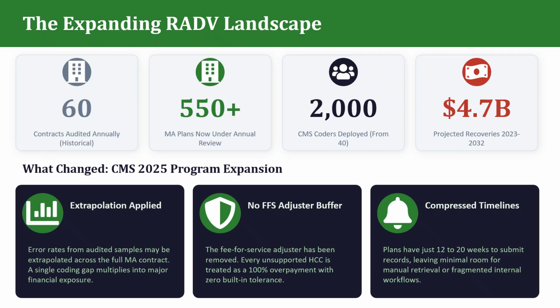Three changes matter the most for providers. Extrapolation is now applied, so a small error rate can snowball across an entire contract. The fee-for-service adjuster buffer is gone, and that means that every unsupported HCC is treated as 100% overpayment. And submission windows are compressed. They're now 12 to 20 weeks, so there's no time to play catch-up when a request comes in.